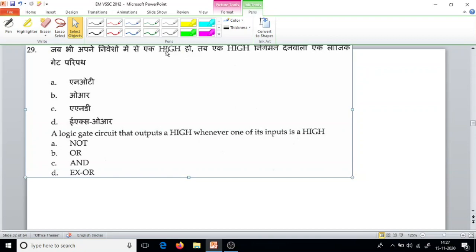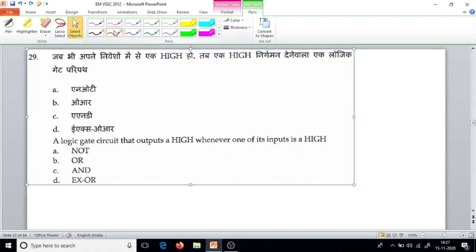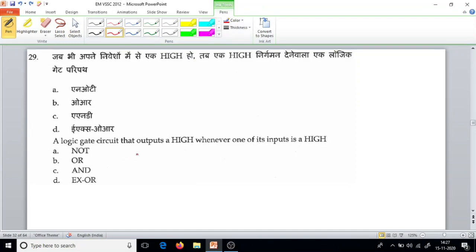Question number 29. A logic circuit that outputs a high whenever one of its inputs is high. It's not a NOT gate. In a NOT gate, if we give 1, we'll get 0. Here the question is output equal to high whenever one of its inputs is high.